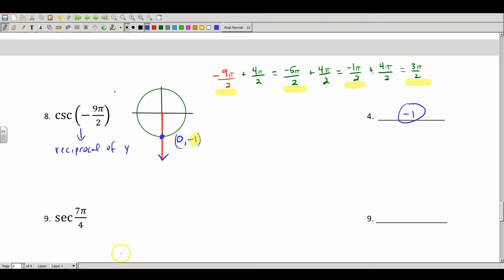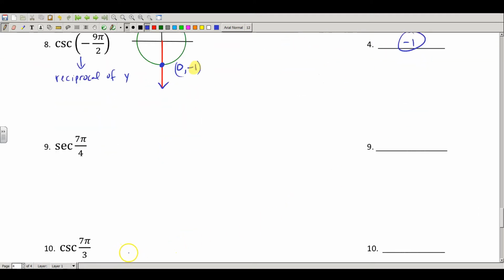Okay. All right, let's just do a couple more. All right, so looking at number 9, 7/4 pi. Where is that on the unit circle? 7/4 is going to be from here. 1, 2, 3, 4, 5, 6. 7/4 is over here. That point is going to be √2/2 and -√2/2.